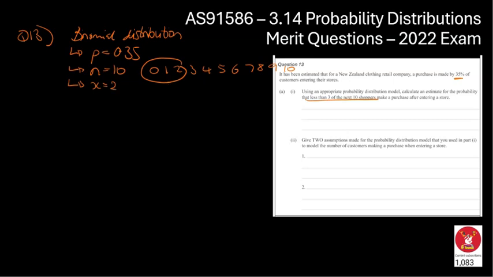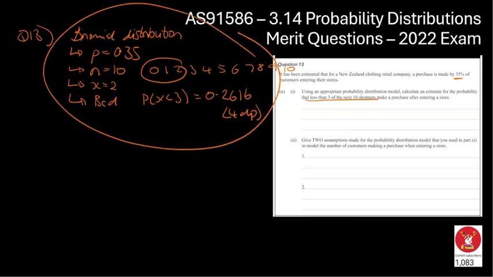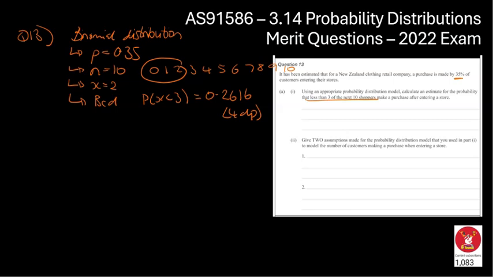So when I plug that all into my graphics calculator, I'm using the binomial cumulative distribution mode. The probability that x was less than 3, I got 0.2616, and that was a 4 decimal place rounding. If you don't know how to use your graphics calculator to do that type of calculation, do let me know. I've got some videos I can send you away with for extra help. So that was the answer to i.